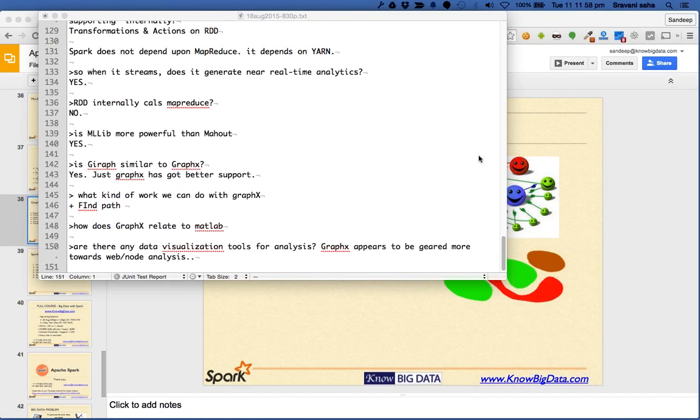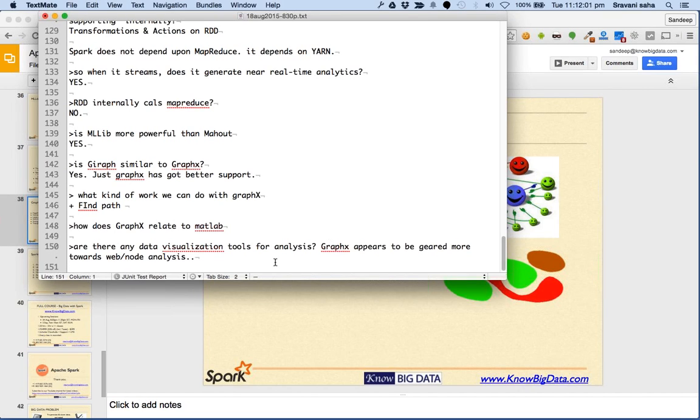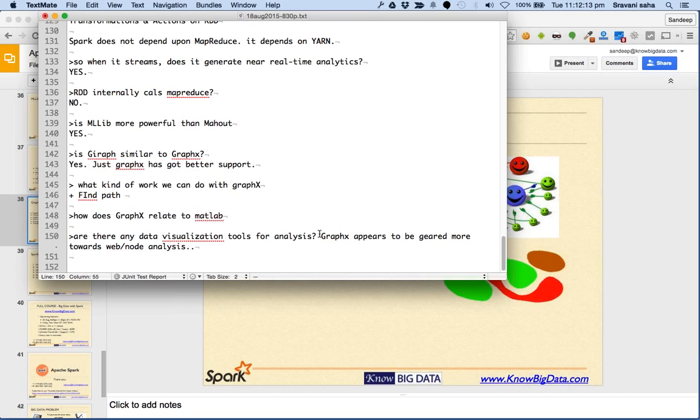All right. Now there is a question from Satya. Are there any visualization tools for analysis? GraphX seems to be geared more towards web node analysis. Okay. So, as I was telling you, GraphX is not for graph drawing. Your understanding is correct. When we talk about visualization, we always visualize a smaller amount of data, meaning a few megabytes, or maybe up to a gigabyte of data. We do not visualize a terabyte of data.